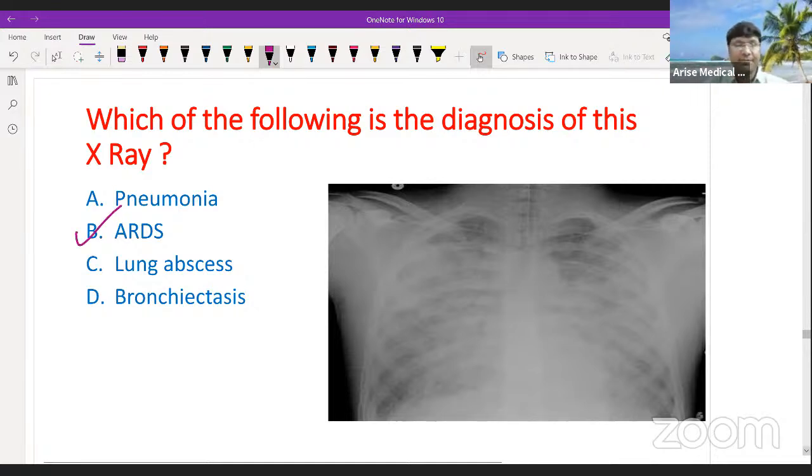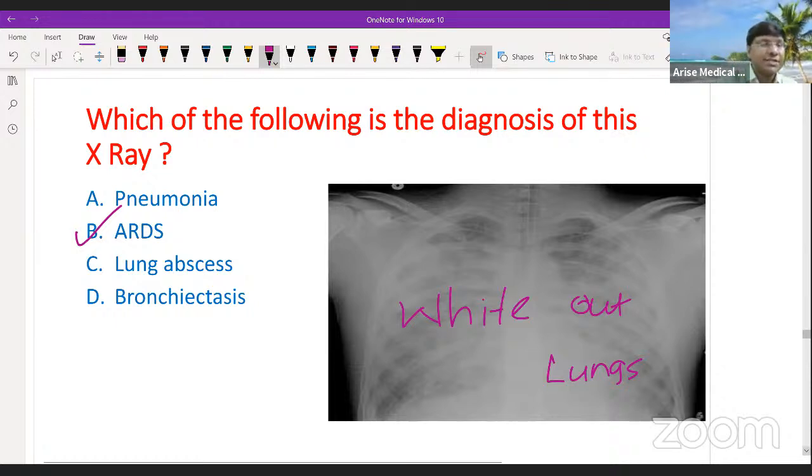The answer is B. So it is whiteout lungs. So in ARDS, which is nothing but acute respiratory distress syndrome, it is a clinical condition where you will have acute onset dyspnea.